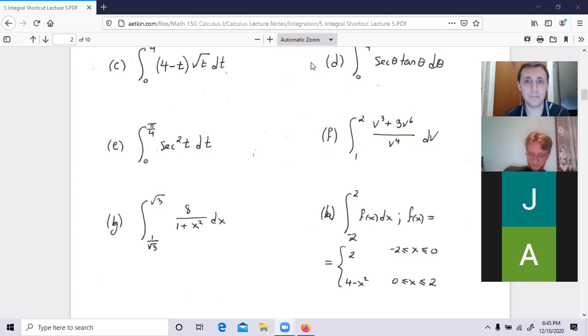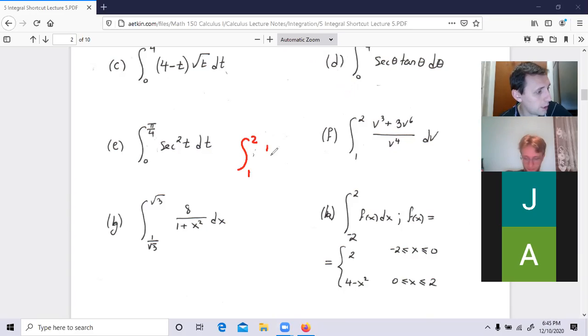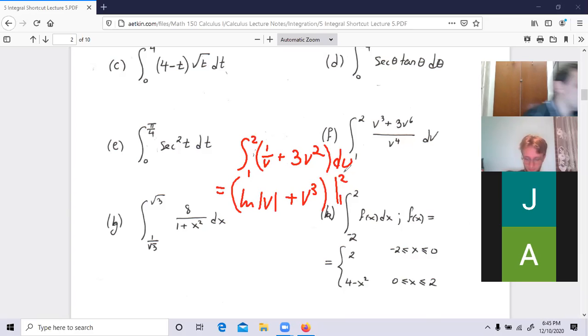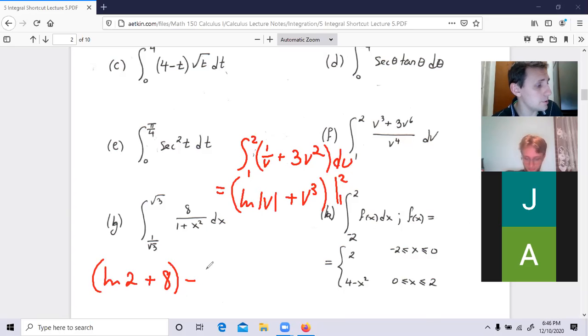Okay, are we ready? So very simply, we divide by v to the 4, and what do we get? We get the integral from 1 to 2 of 1 over v plus 3 v squared dv, which has as an antiderivative ln of absolute value of v plus v cubed, evaluated from 1 to 2. If you plug in 2 into this expression, you get ln of 2 plus 8. And then I need to plug in 1. Now ln of 1 is 0, and 1 cubed is 1, so it's minus 1. So the answer is ln 2 plus 7.